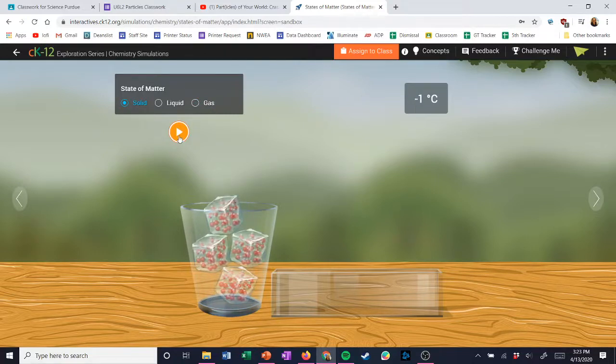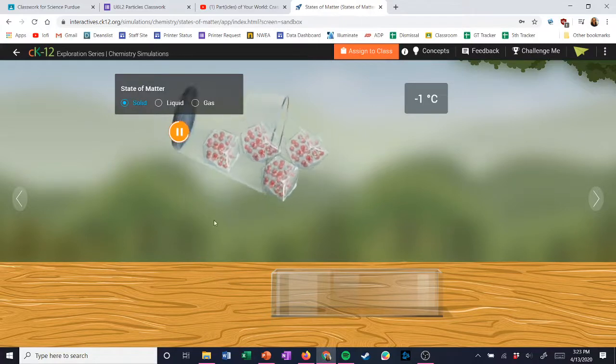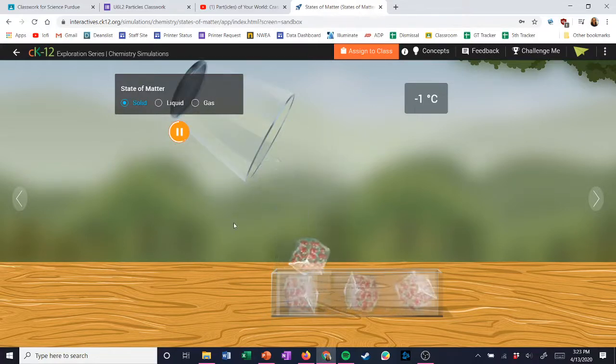Now when I press play, the simulation is going to pour the cup out into the little trough that we have here, and we're going to see what happens. If we pour the solid ice cubes out into the trough, they kind of bounce around and they fill the trough, but they each stay their same shape. Each one of these here is still a cube.